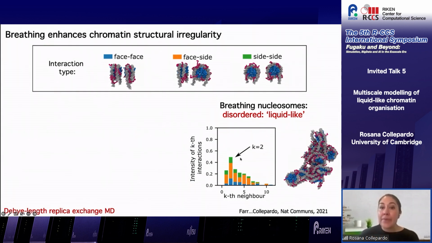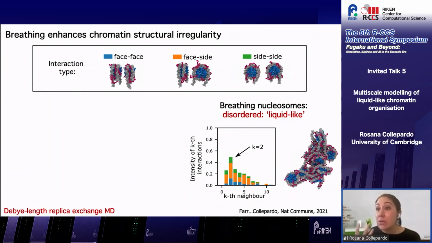And then classify these interactions as to whether the nucleosomes are perfectly aligned in what is known as face-to-face interaction, so this alignment that I'm showing you here at the top, or face-to-side interactions or side-to-side interactions, so just different orientations of the nucleosomes. And basically, when the nucleosomes are allowed to breathe, we see that there's a wide range of different interactions that they can engage in. So the important part here is that there's diversity in the types of interactions and also orientations.